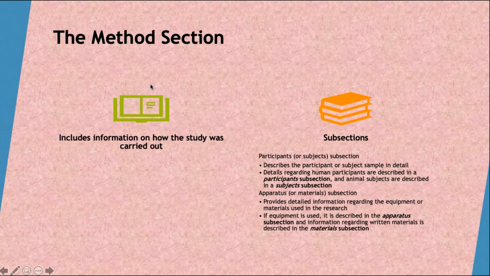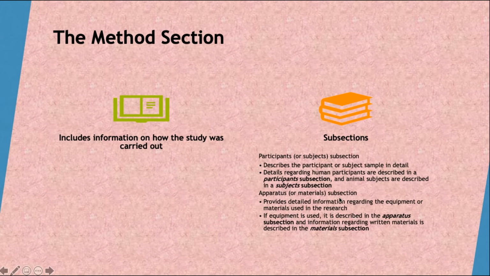Then we go to the method now. After you do your introduction and literature review and you come to the more specific research questions, what you are going to address, we come to the method section. Include information on how the study was carried out. Subsections, like the participant or subject subsection. Describe the participant or subject sample in detail. Details regarding the human participants are described in a participant subsection, and if you are using animal subjects, they are described in a subject subsection. This is usually for medical or science studies.